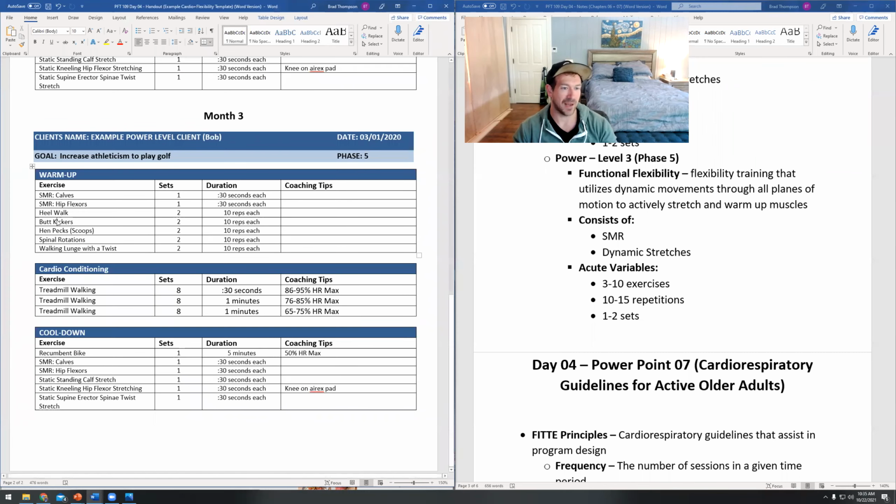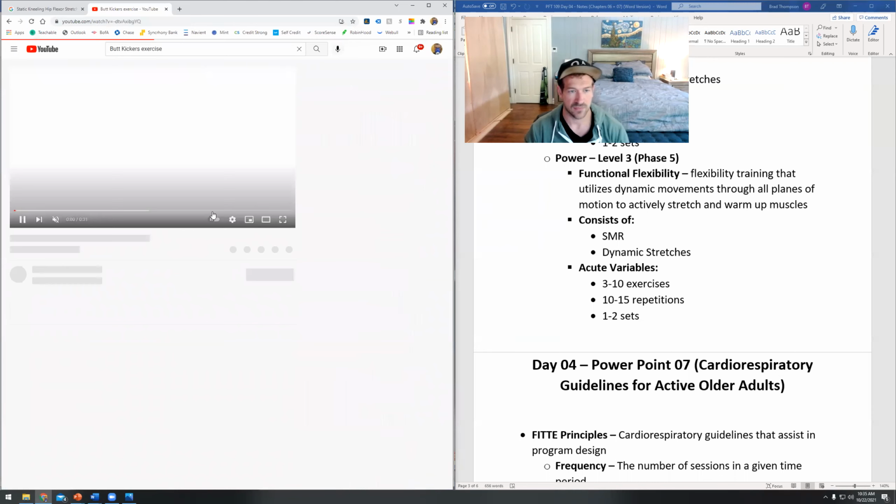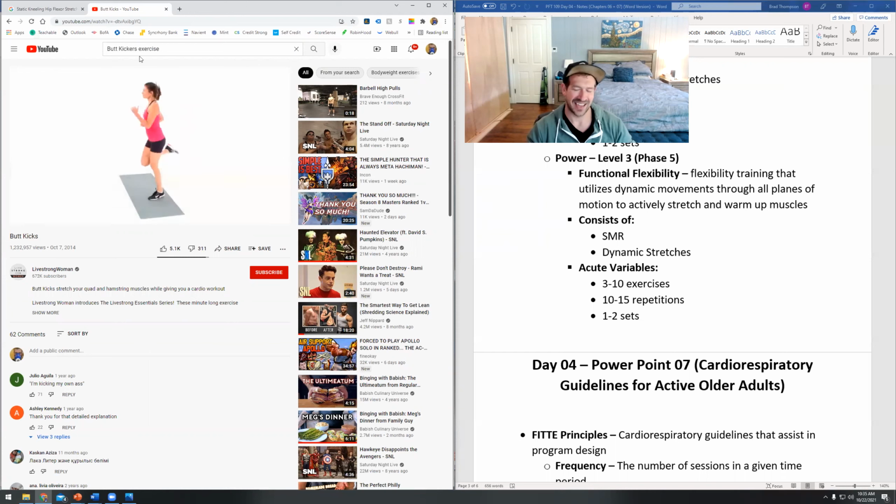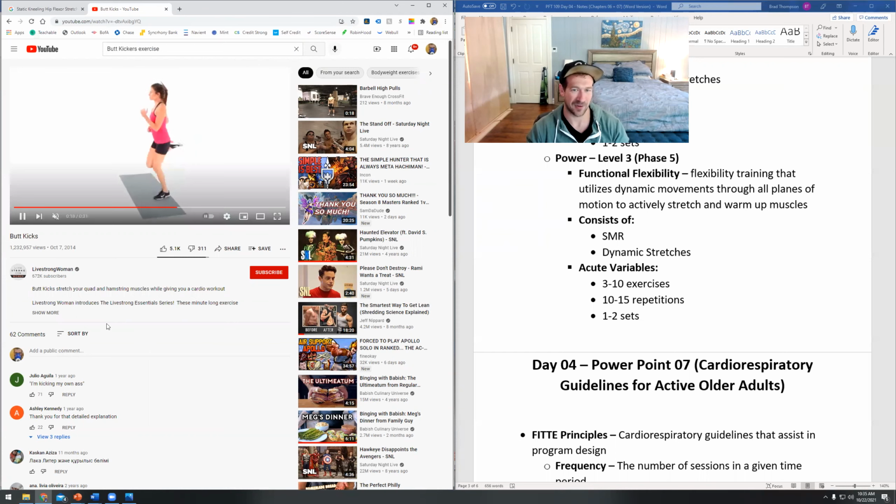Then we've got butt kickers. This is a really good one for the hip flexors, right? So just right here, very dynamic. You can see she's kind of got the bad habit of, look at her heels. She's turning her heels out. I would definitely coach that if I were there.